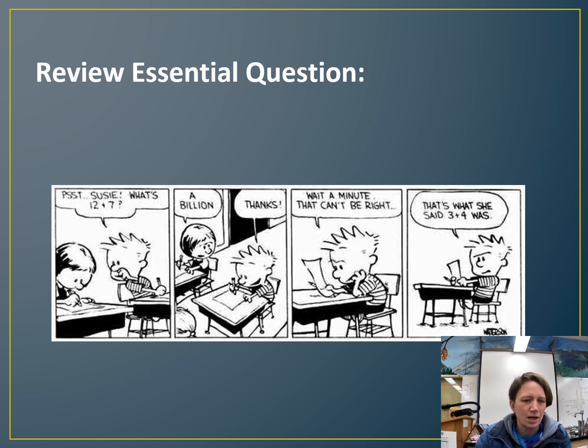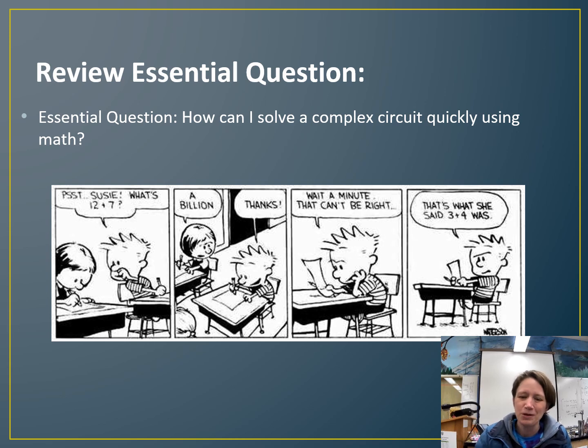I forgot that I had one more slide, which is this one, where you get to review your essential question and read the Calvin and Hobbes.